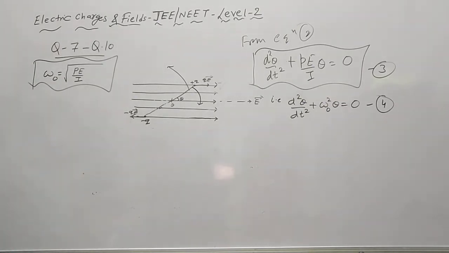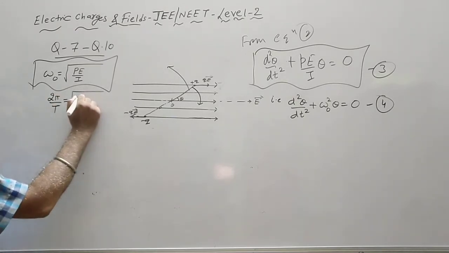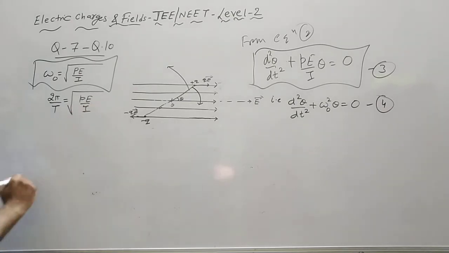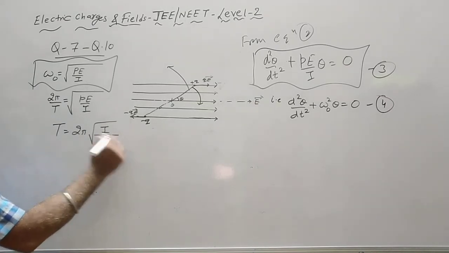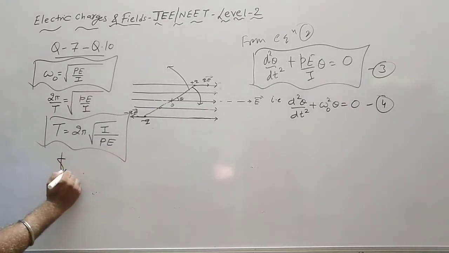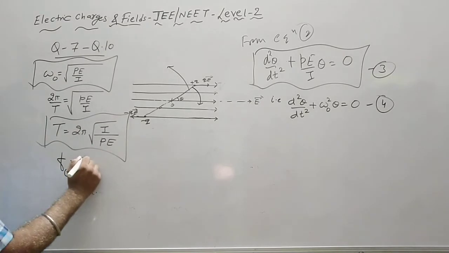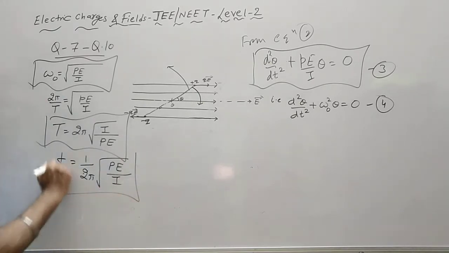Now if I want to find out the periodic time, omega is 2 pi by T, that is equal to under root PE upon I. So T can be written as 2 pi under root I upon PE. So this is the periodic time for a simple harmonic motion. Similarly, if I want to find out the frequency f naught, that is the reciprocal of this, 1 upon 2 pi under root PE upon I. So these are the different formulas.